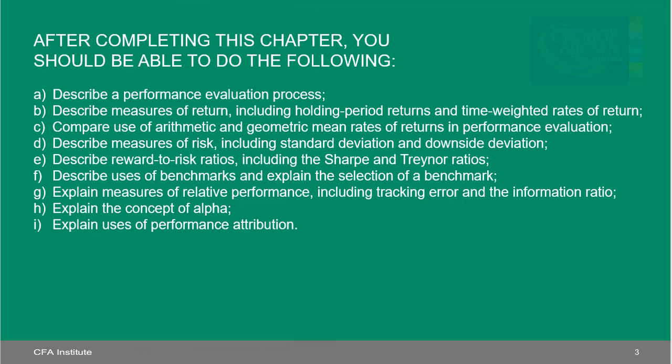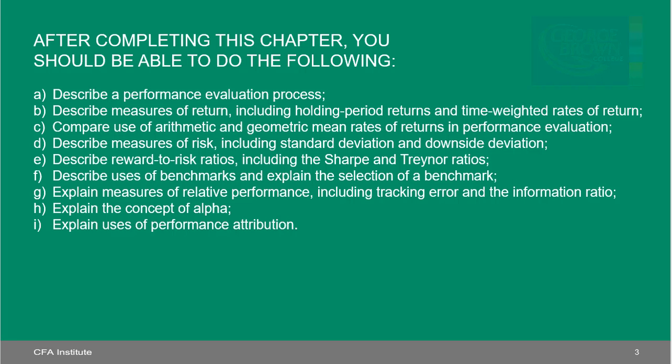The learning outcome statements for this chapter are: A, describe a performance evaluation process. B, describe measures of return, including holding period returns and time-weighted rates of return. C, compare use of arithmetic and geometric mean rates of returns in performance evaluation. D, describe measures of risk, including standard deviation and downside deviation. E, describe reward to risk ratios, including the Sharpe and Treynor ratios. Say that 5 times quickly.